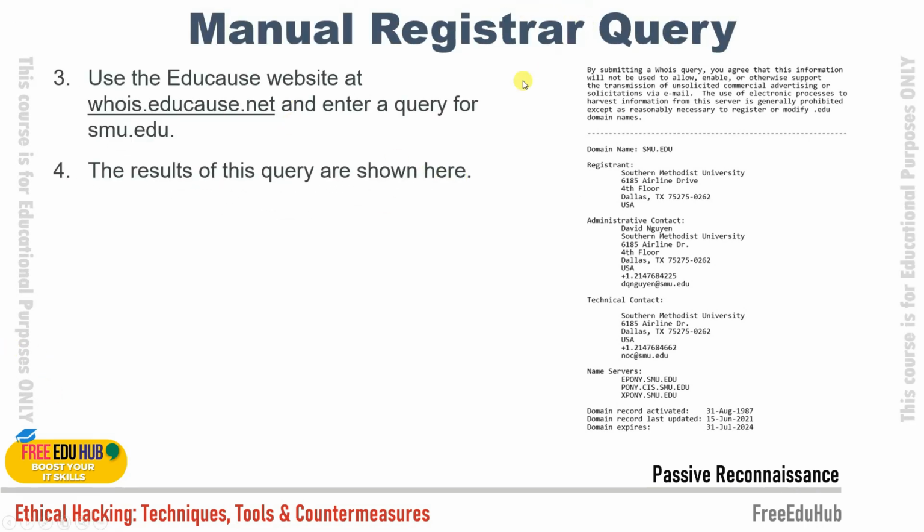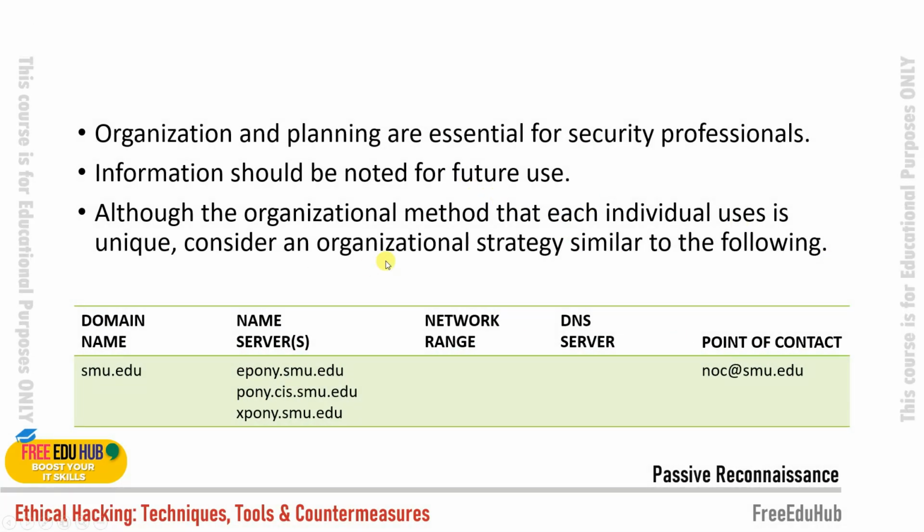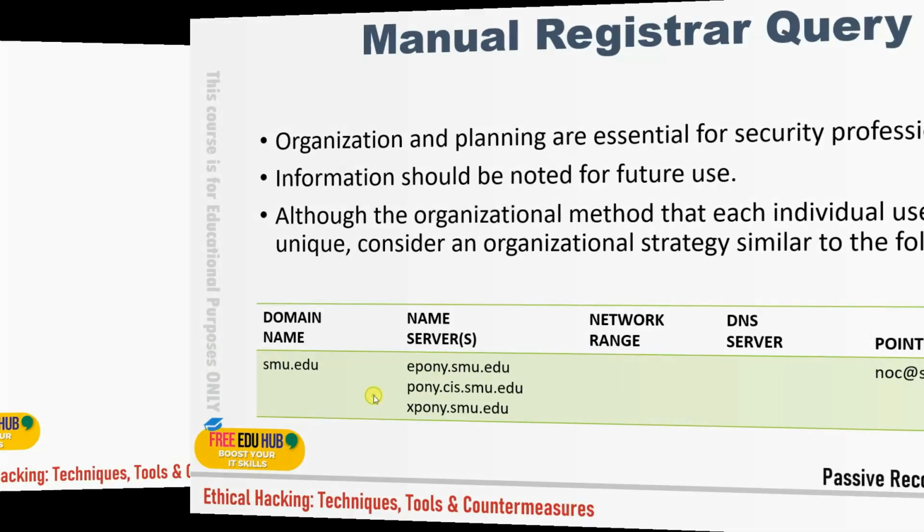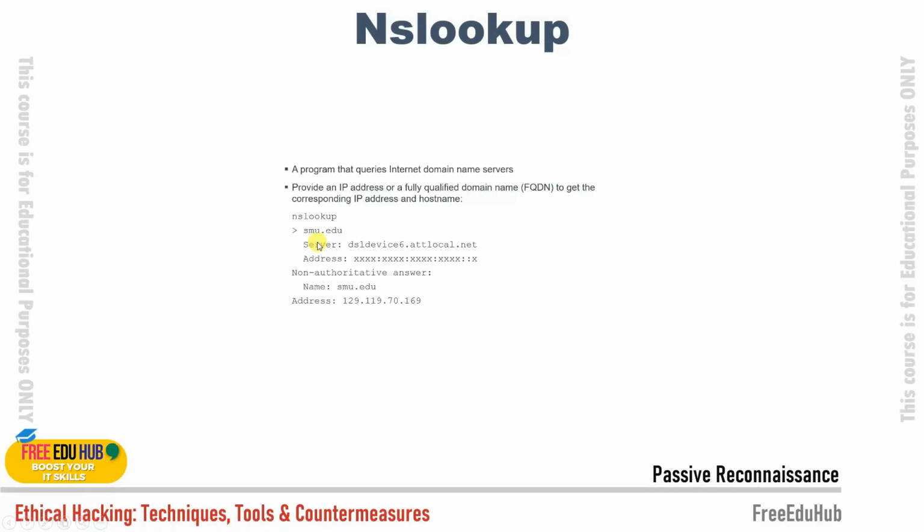Now, this kind of information that a manual registrar query would hold, for example, the domain name, the registrant who has registered the domain, the administrative contact, his details, phone number, email addresses, etc., or the technical details, when the domain was activated, when it was last updated, and the expiry date of the domain. So all that information is usually available over there. Now, manual registrar query organizations are essential for security professionals. Information should be noted for future use. For example, they give the details of the name servers and the email address of the contact person, whom you can contact if you want to gather some more information related to that.